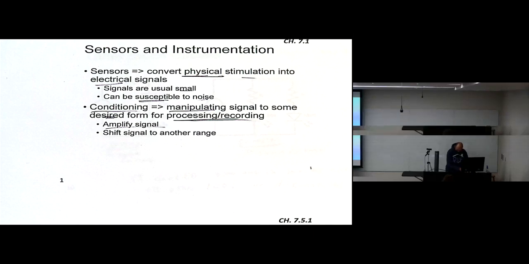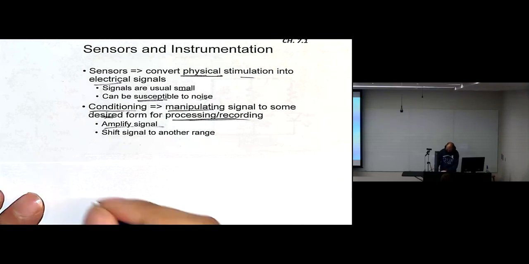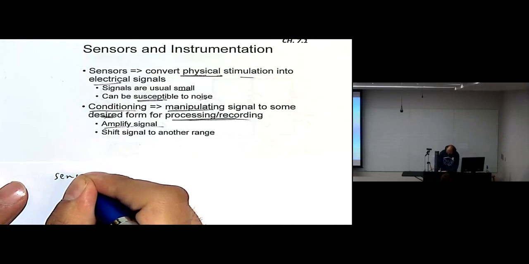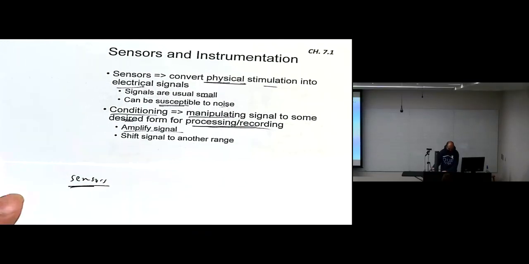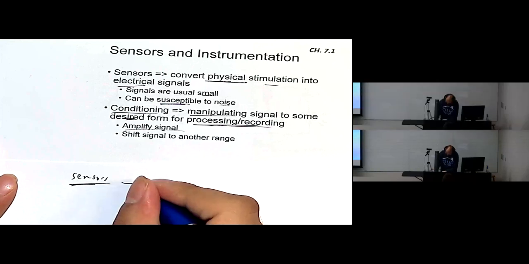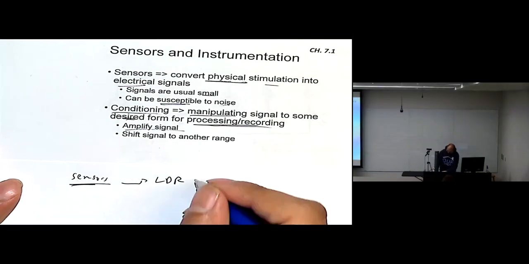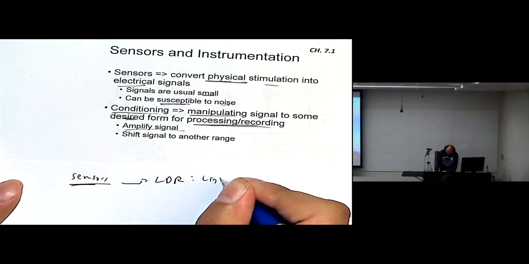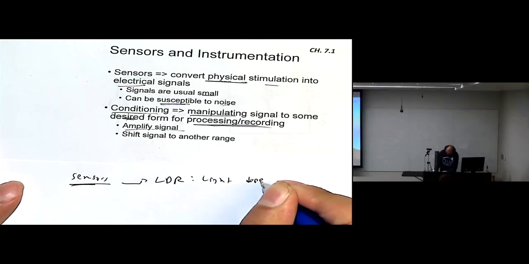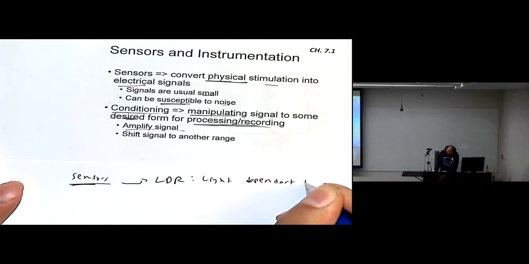Now I just want to go also for a quick look at some stuff. So, sensors. Some examples with sensors. We have things we call LDR sensor. So LDR is called light dependent resistor.